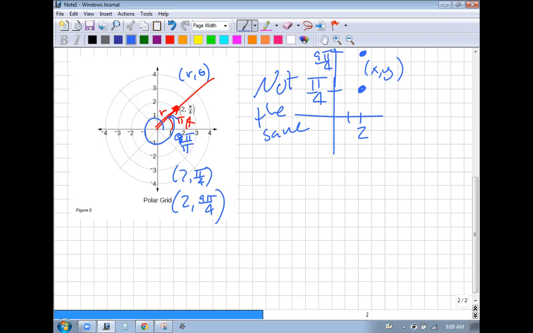So there's one big difference between polar and Cartesian. In Cartesian, for every x and y, that's a unique point, right? If you change x or change y, that's a totally different point. Over here, you can have all kinds of numbers for your angle. As long as it points in the same direction, that's still the same point, right? So there's a major difference between the two coordinate systems.